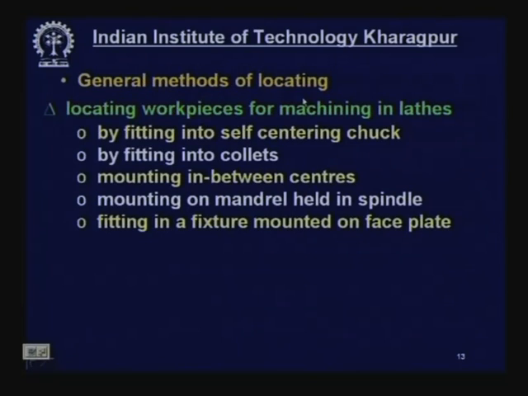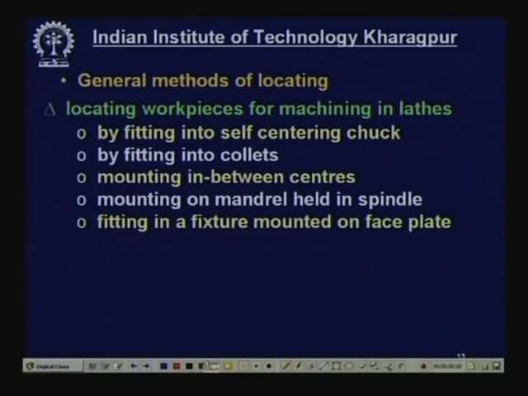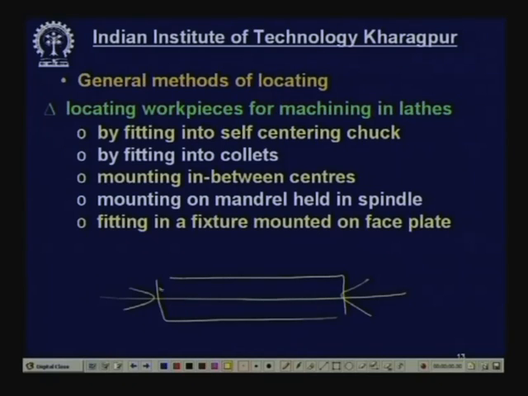Now, general methods of locating. Locating workpieces for machining in lathes, which is very common work, is done by fitting into a self-centering chuck, by fitting into collets, or by mounting in between centers. Here is the job: you put one center here, the headstock center, and the tailstock center, and it will be automatically aligned. Of course, it has to be held in position by a dog or catcher driving plate. Mounting on a mandrel held on the spindle will be shown later on, and fitting in a fixture mounted on a face plate.